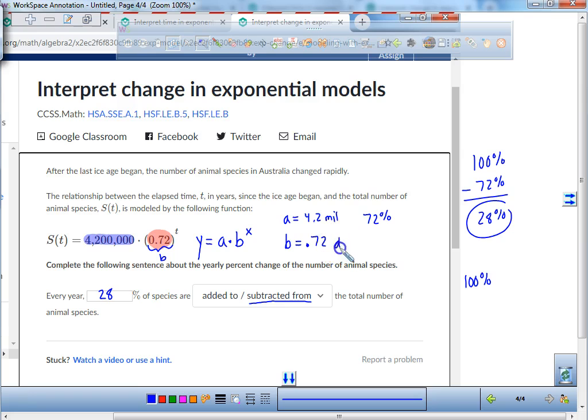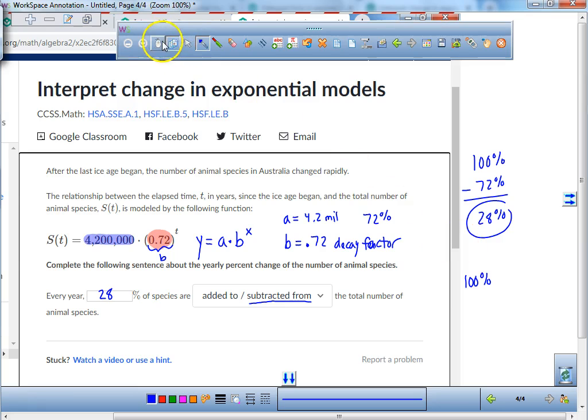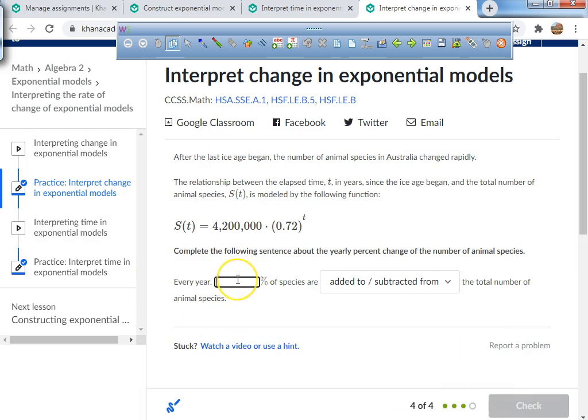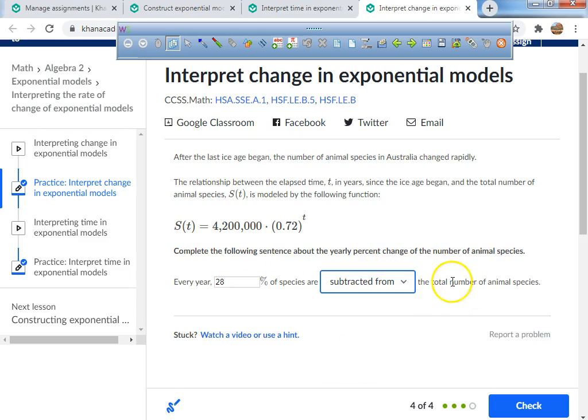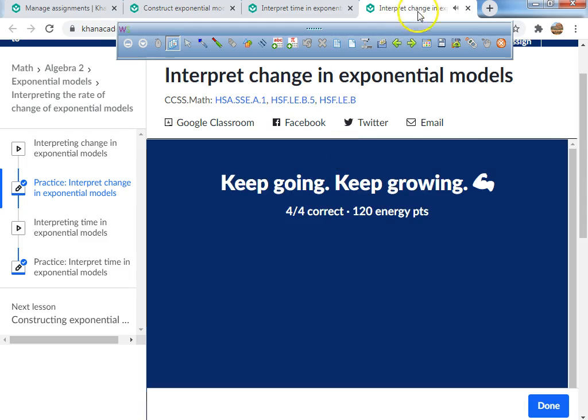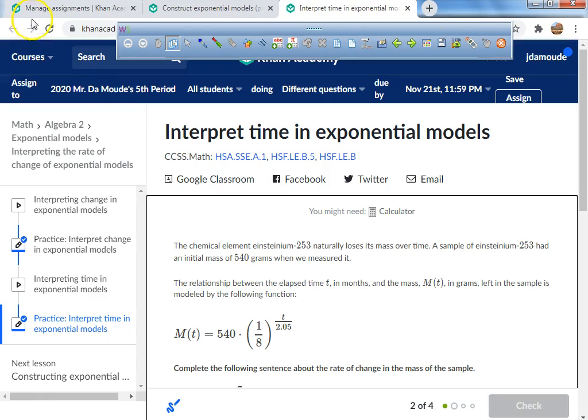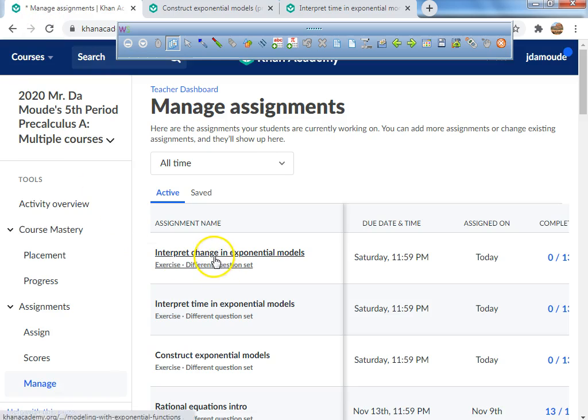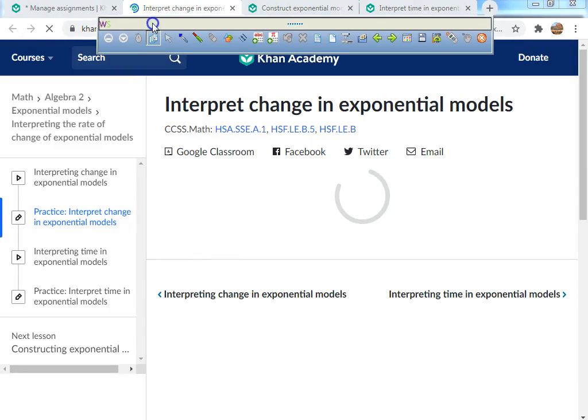Just remember, this is called a decay factor. So right here, every year 28% is being subtracted from the total number of animal species. Okay, now I'm going to go ahead and start this one over again real quick and take a look at the next problem.